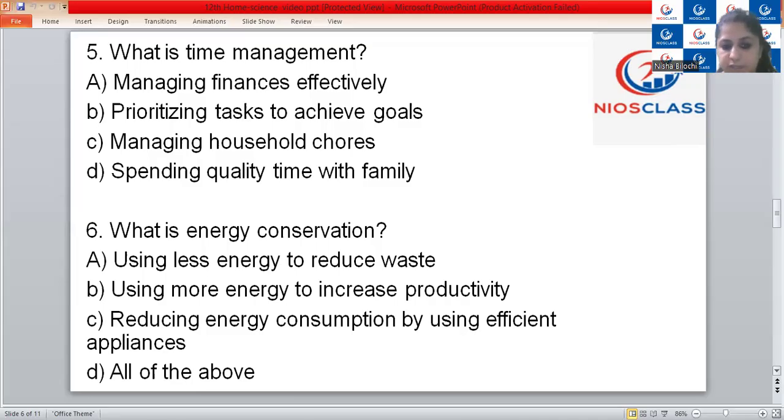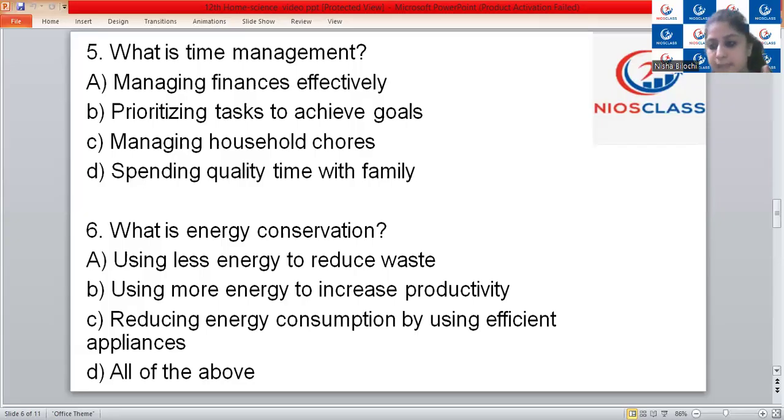Fourth, spending quality time with family. Right now, you go and think about the answer. I'm giving you a second for that, maybe 5 seconds. If you look into the options itself, you will find out that option number B is giving more meaning to the question, right? Because time management is not money management, it is time management. So definitely it is not only talking about the money, it is not only talking about the finances.